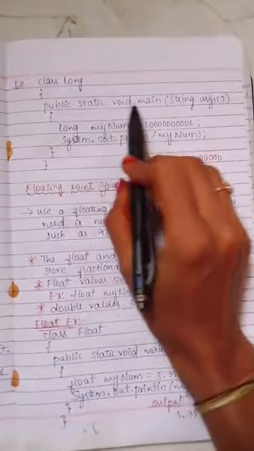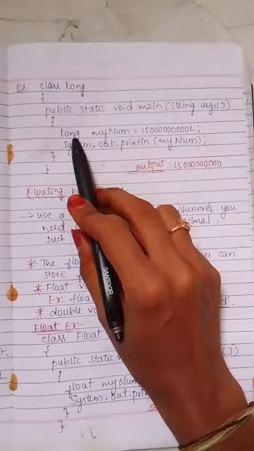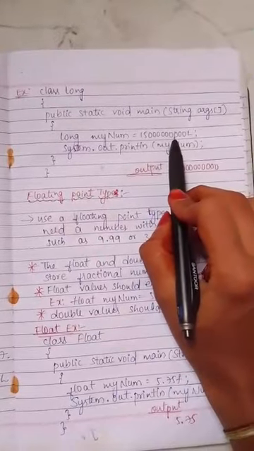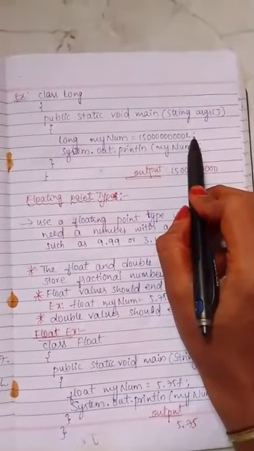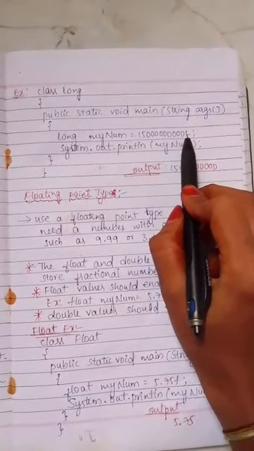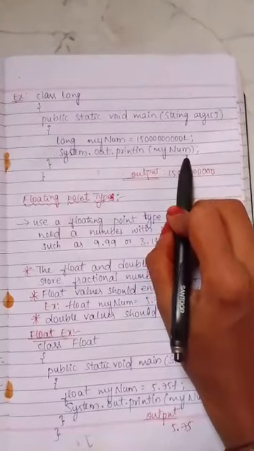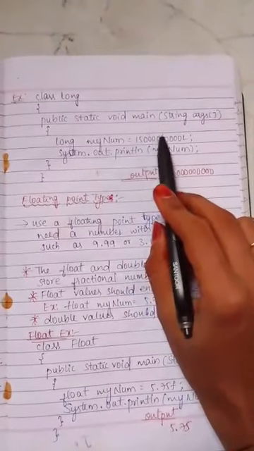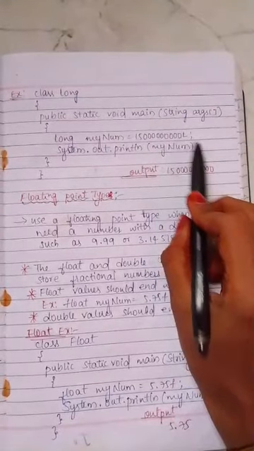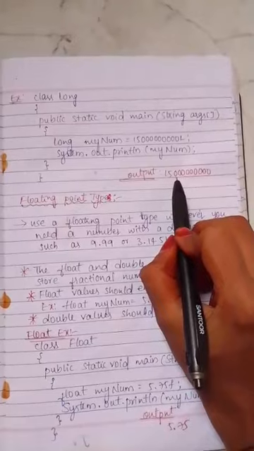Class long, public static void main string arguments. Long, we have to take this data type long myNumber is equal to the value, then add the L at the end of that number, because we can easily identify which data type this is. Then System.out.println(myNumber) will go to myNumber, take the value and just print the value. That's it. It doesn't print the L, it will just print the value as it is. That's it.